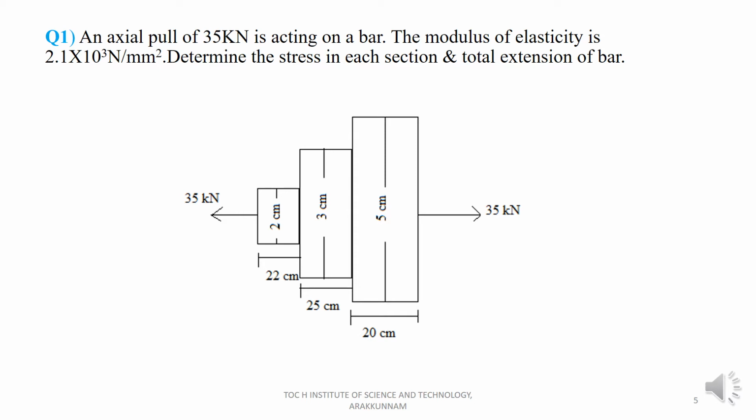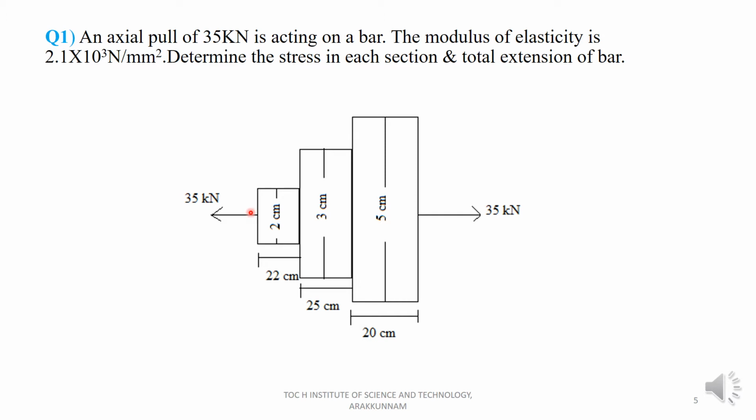Since the load P is given as 35 kilonewton, what is the equation for stress? Stress is equal to load divided by area. You can see the diameters of each section. The first section diameter is 2 centimeter, the next one is 3 centimeter, and the third section diameter is 5 centimeter. The length of the first section, L1, is equal to 22 centimeter, L2 is equal to 25 centimeter and L3 is equal to 20 centimeter. So we have all the values.